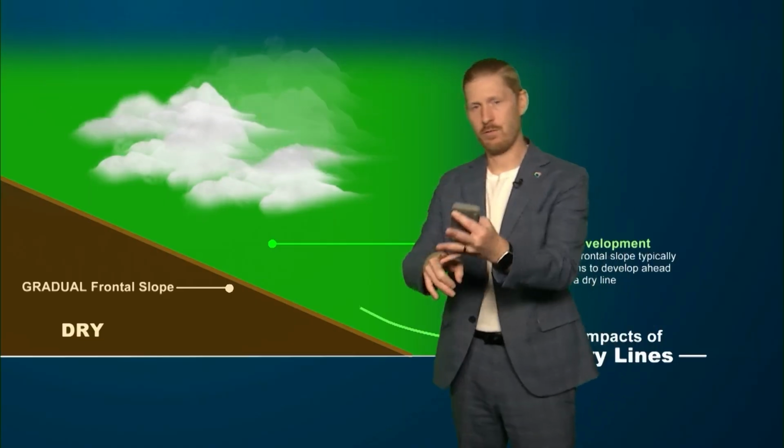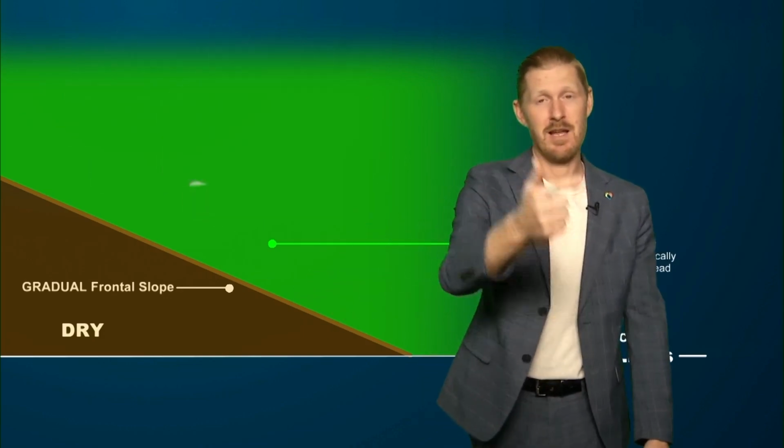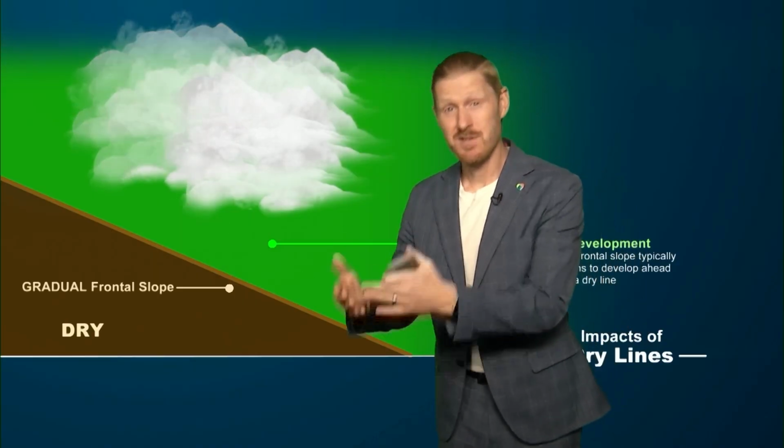So there you go. Cold front, warm front, occluded fronts, stationary fronts, and dry lines. Might seem like a lot, but they do what their name says.